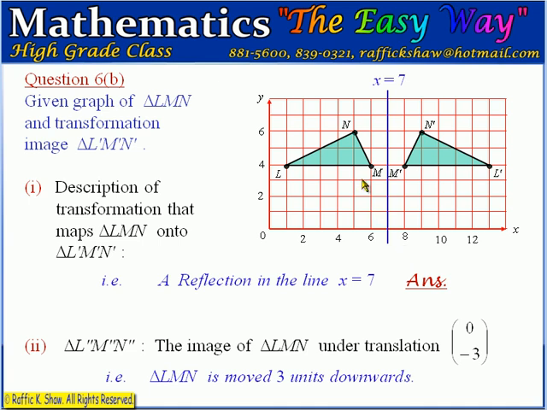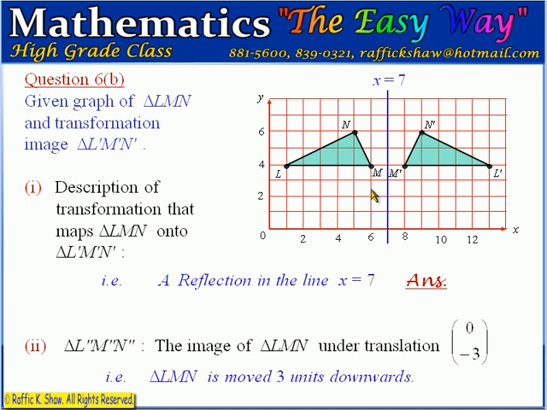And so we can look at the diagram and show that translation. This triangle will move 3 units downwards, and that is done by moving each point 3 units downwards. So L will move 1, 2, 3 units down to here.